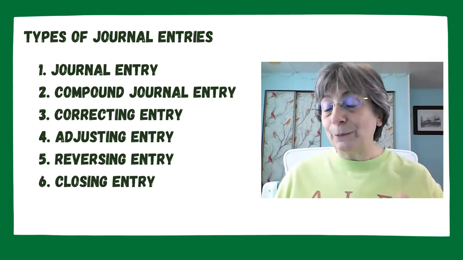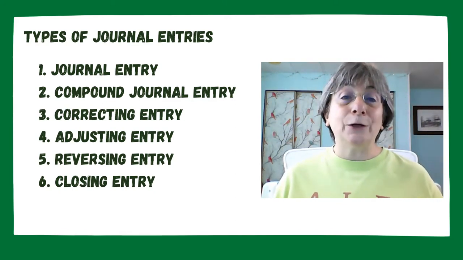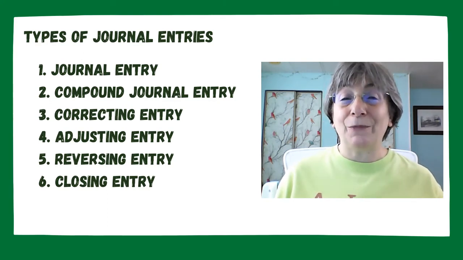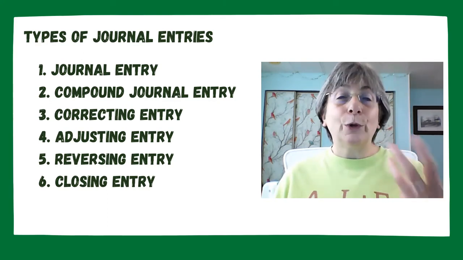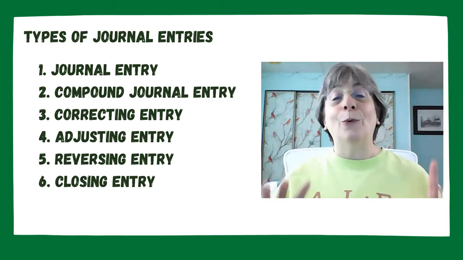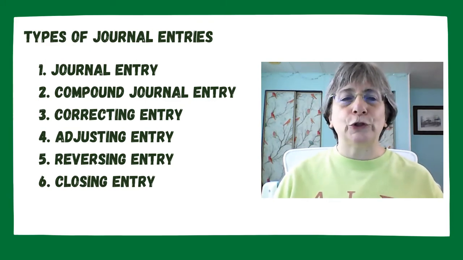That's it. And then we have something called a correcting entry. Well, correcting entries are for exactly what you might think they're for. It's when we mess something up and we got to fix it. So a correcting entry makes our mistakes magically go away. It's very handy to have. So these are the accountant's version of a mulligan.